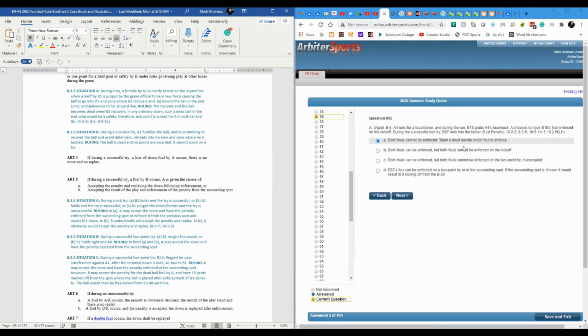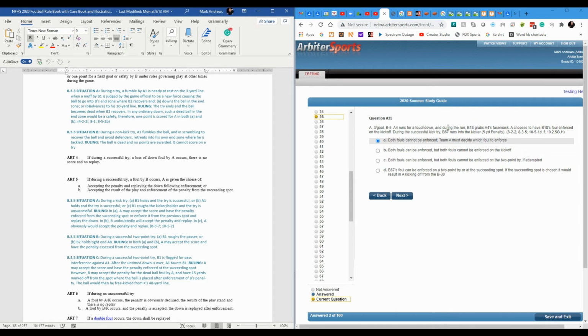So for the second foul, if A wanted to, they could replay the down. They would move the ball half the distance to goal, and they would go for 2. They would not go for 1 because they already got the 1 on the successful try. So they would be going for 2. All right? But they can also just choose to have it enforced on the kickoff. Now, we've already got a 15-yard foul, right?